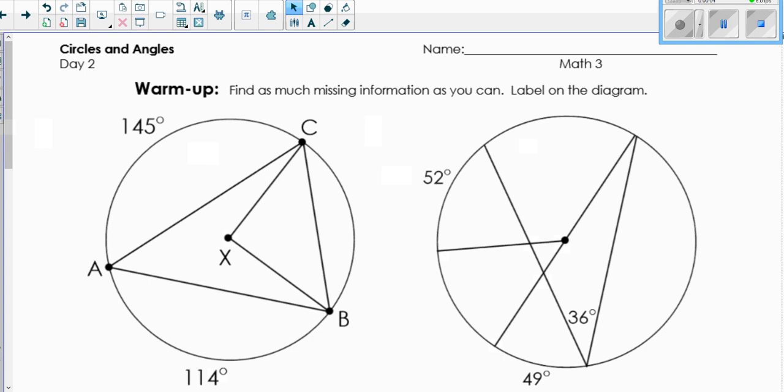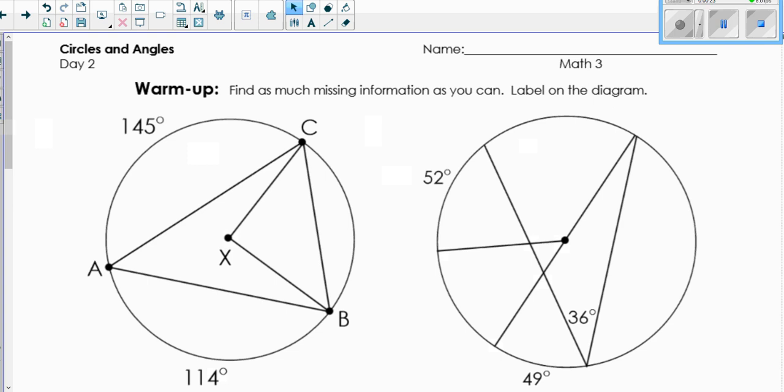Hi, everyone. Okay, so this is day 2 of circles and angles. You have a warm-up in front of you, or you should have a warm-up in front of you that looks like this. It's kind of like the last two problems that we did yesterday. I want you to label every angle and every arc that you can find in both of them.